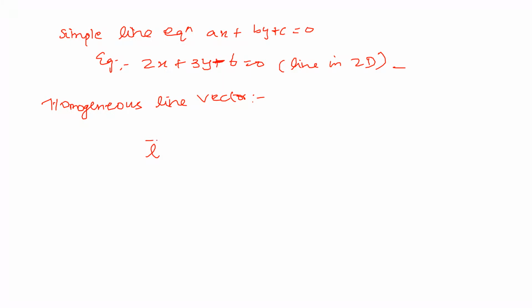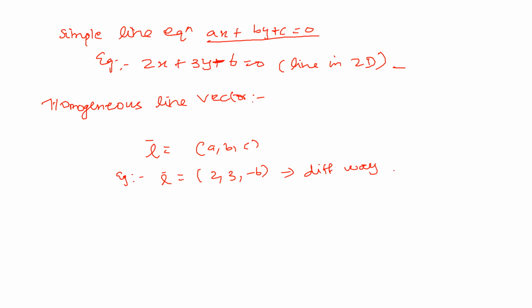A homogeneous line vector can be represented as L bar equal to a comma b comma c. ax plus by plus c can be represented as a comma b comma c. So here, as per the example we have taken, we can represent 2 comma 3 comma minus 6. If we have taken plus 6, it will be plus 6. Right? So this is nothing but a homogeneous line, which is a different way to store the line. One form of storing the line.